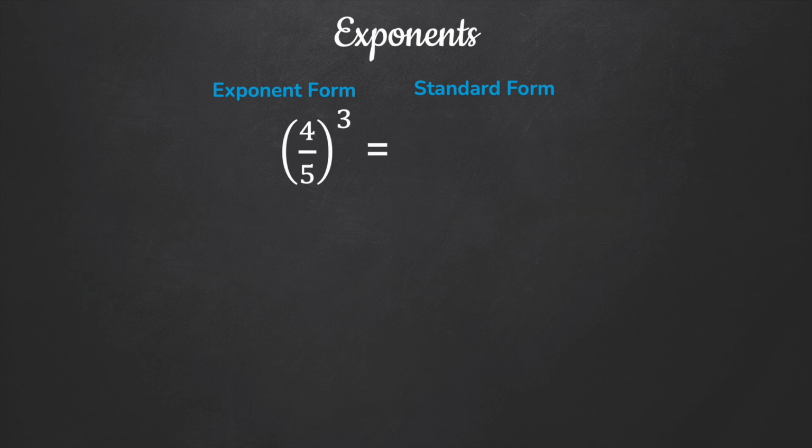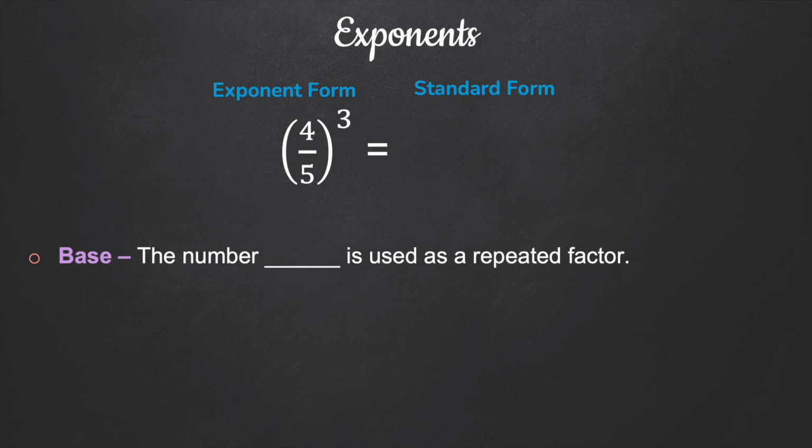Here we have another example with a fraction, and it is 4 over 5 to the power of 3, or we could read this as 4 over 5 cubed. It is written in exponent form, and our goal again is to take this and write it into standard form. First, let's identify our base. So the number blank is used as a repeated factor. In this case, that would be 4 over 5.